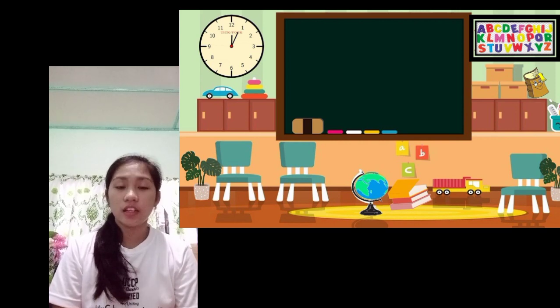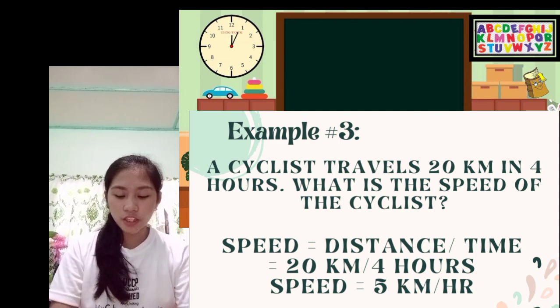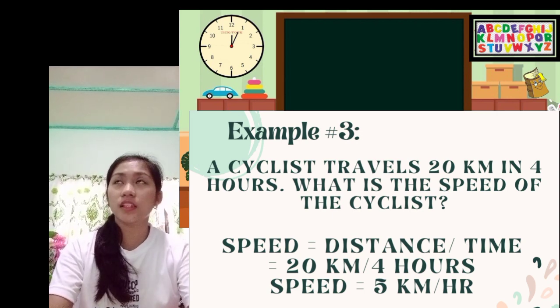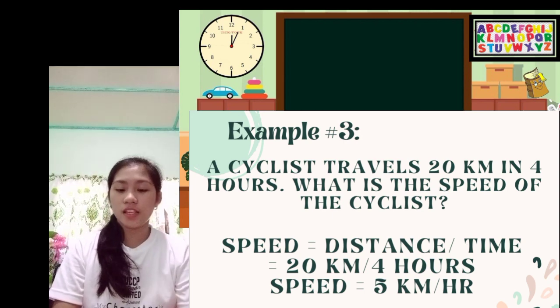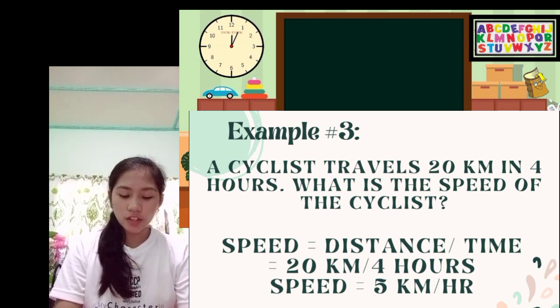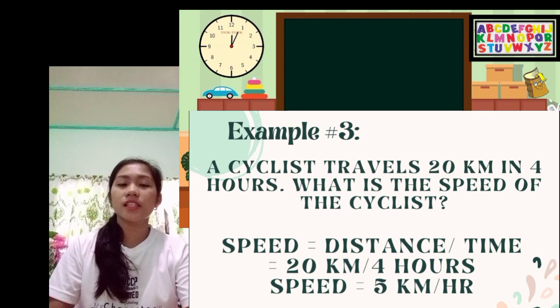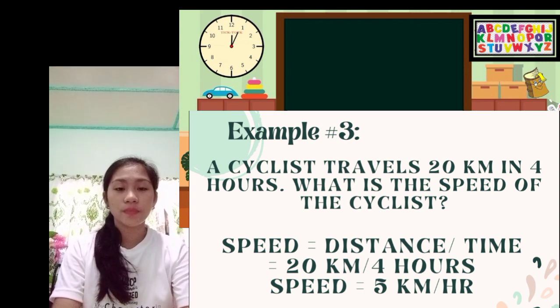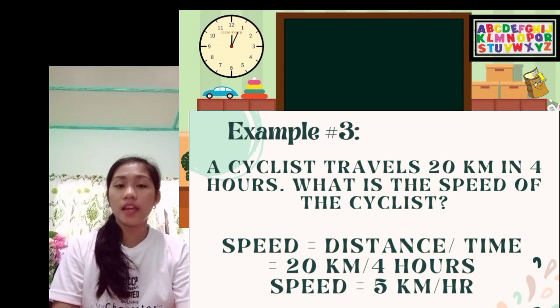Example number 3. A cyclist travels 200 kilometers in 4 hours. So what is the speed of the cyclist? What is the formula that we are using in this problem? Very good, the formula of the speed. So what is the formula of the speed? Very good, S equals D divided by time.